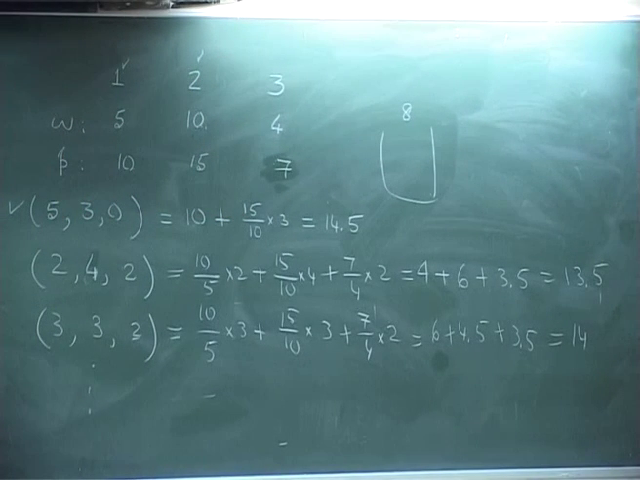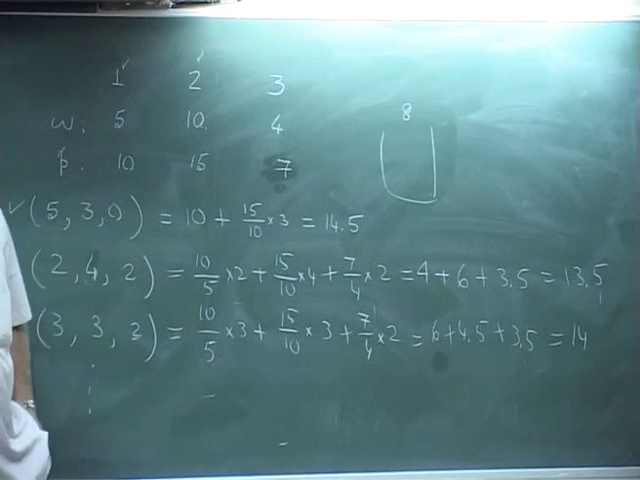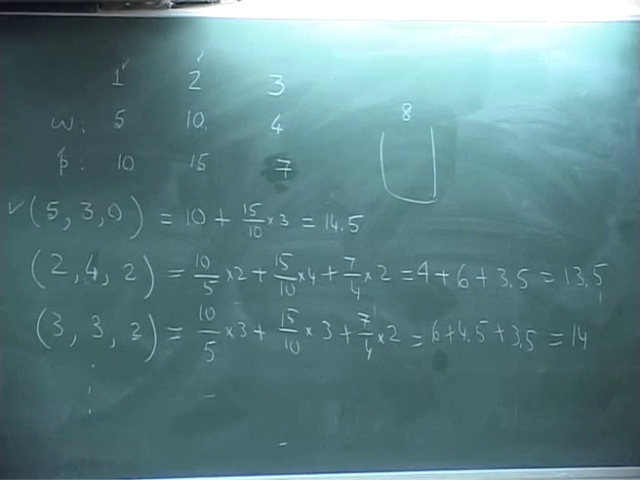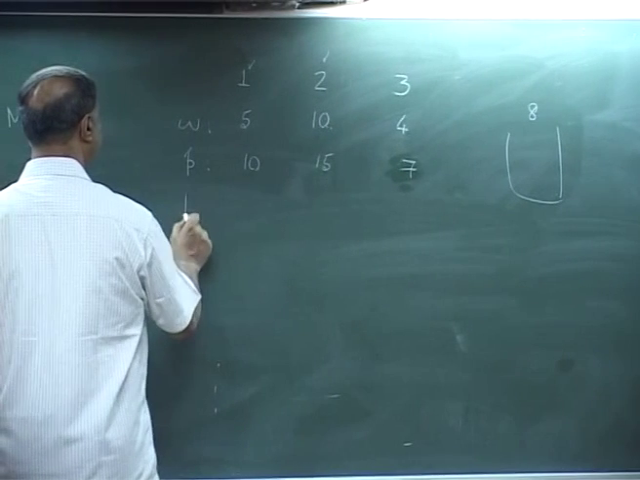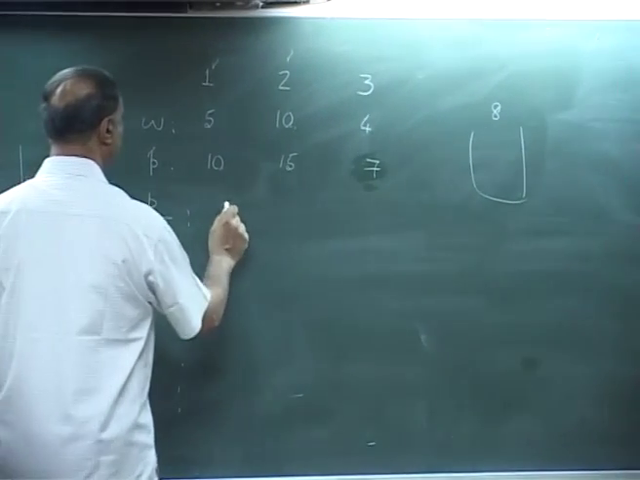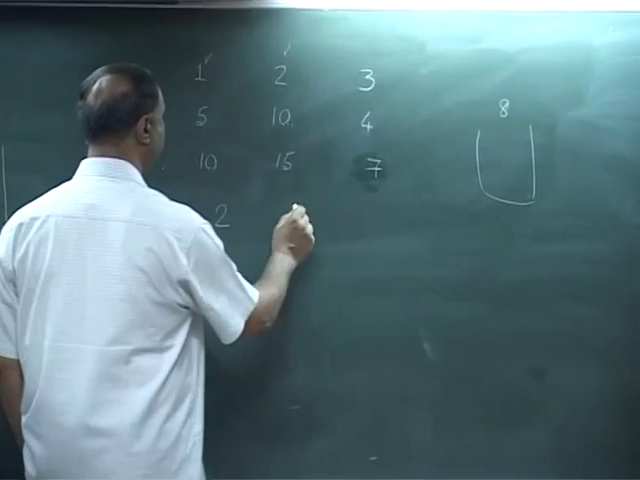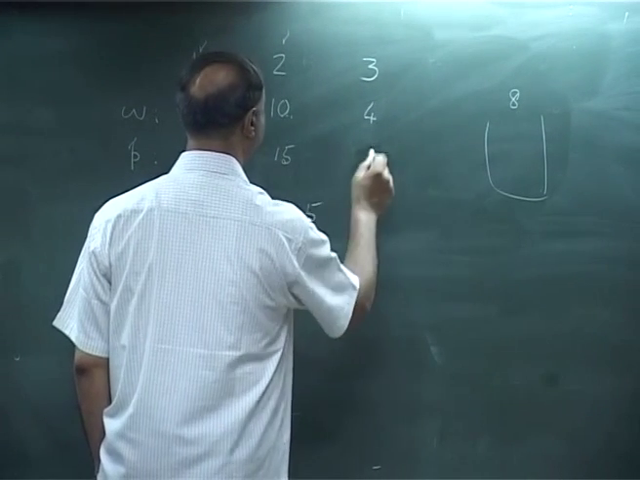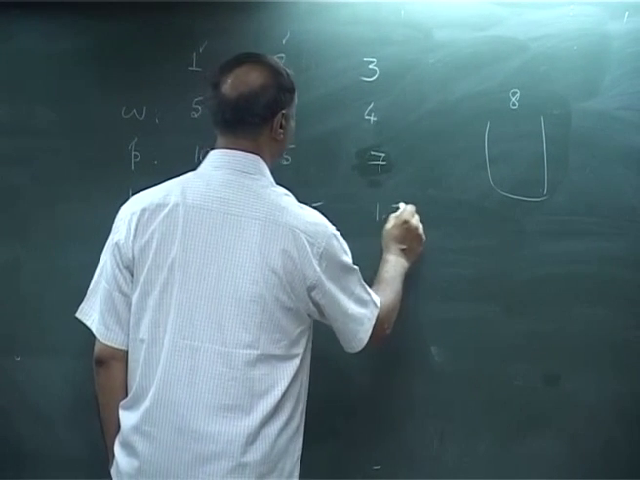So one possibility is this: you observe that we have considered weight as a factor. Weight is related with my profit, so I should obtain the per unit profit. Now let us find out the per unit profit, that is P by W. So it is 2, it is 1.5, and this is 1.75.